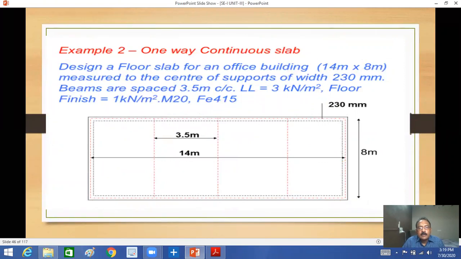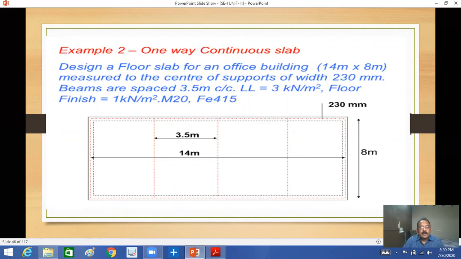Here, for example, a one-way continuous slab is given, 14 meters by 18 meters, measured to the center of the wall, 230 mm thick. Beams are spaced 3.5 meters center to center. Live load is given as 3 kilonewton per meter square. Floor finish is given as 1 kilonewton per meter square. Grade of concrete is M20 and grade of steel is Fe 415. Here all the data is given.